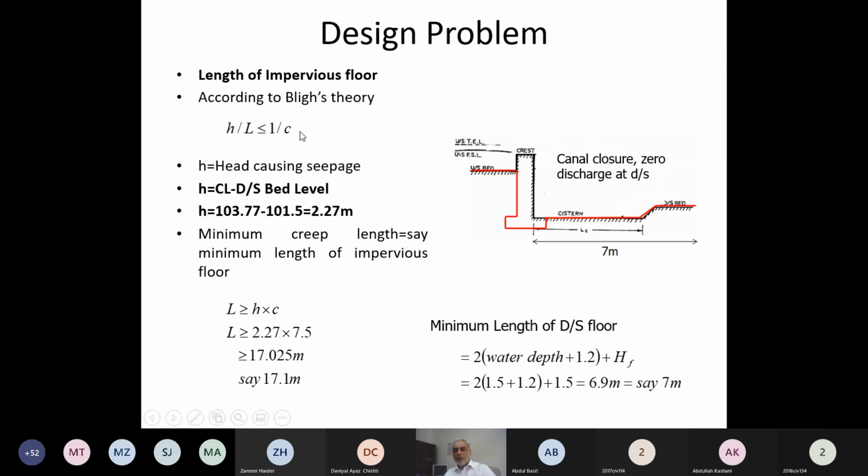Length of the impervious floor for C 7.5. They have calculated to be 17 meter is required. H is the head causing seepage. So a minimum length on the downstream side comes out to be 7 meter. So 7 meter will be provided on the downstream side out of the 17 meter. Rest will be provided on the upstream side.